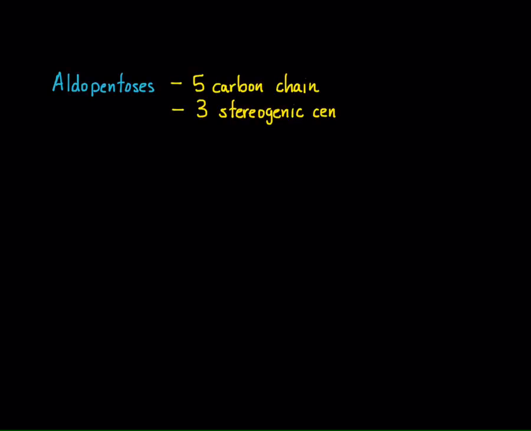Now we move on to the aldopentoses. And as the name would imply, they are 5 carbon chains, and there are 3 stereogenic centers, and there are 8 stereoisomers.